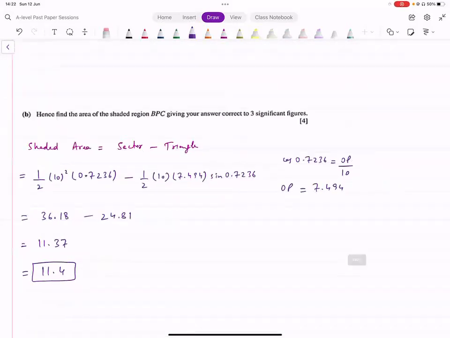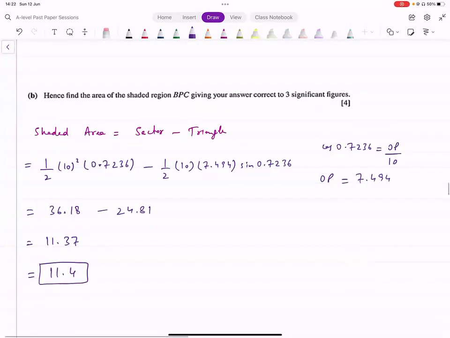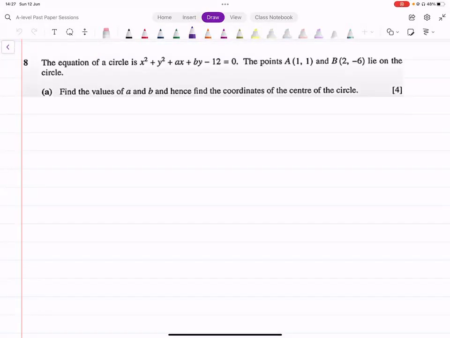Okay, so that was part B here. Next we have question number 8. It says the equation of a circle is x squared plus y squared plus ax plus by minus 12 equals 0. There are 2 points A and B that lie on the circle. Find the values of A and B, and hence find the coordinates of the center of the circle.